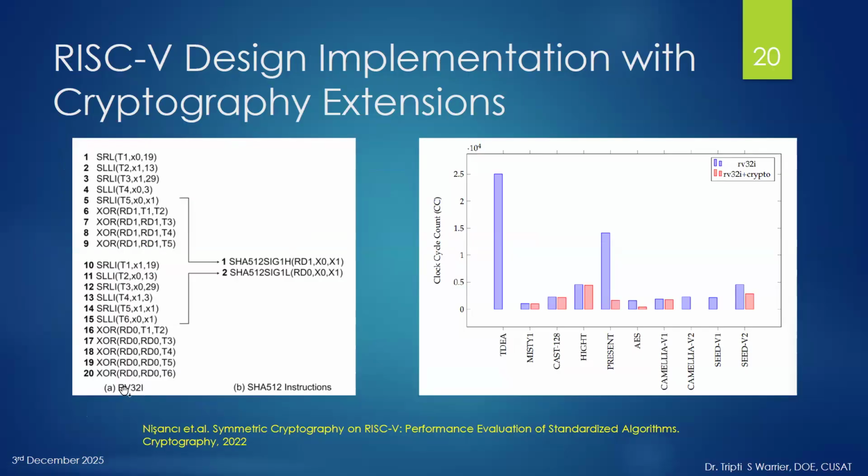So it is a 32-bit RISC-V core with integer support, and these are two different subsets of instructions. The first subset of instructions implements SHA-512. This entire set of nine instructions can be replaced by a single instruction, which is part of the scalar cryptographic extension. So this is the difference.